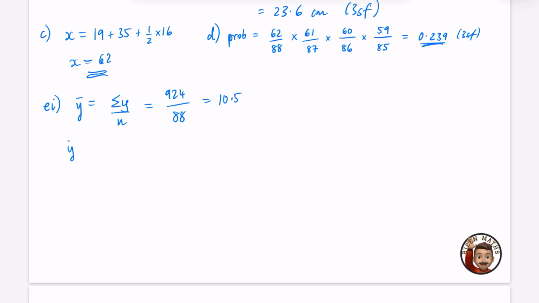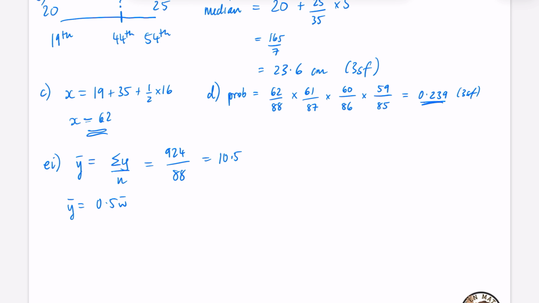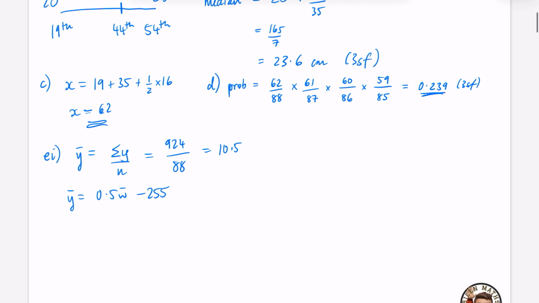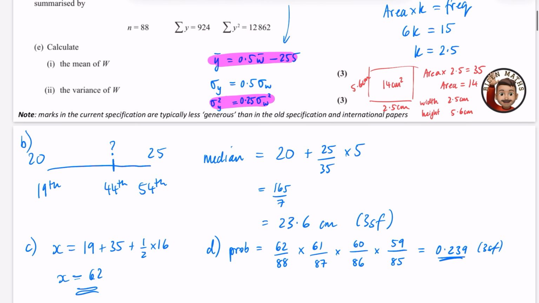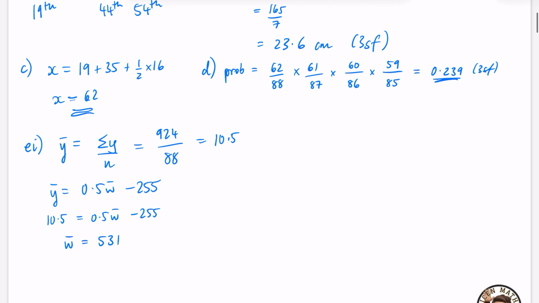So we now just said that the mean of y is 0.5, the mean of w, this is the bit in pink, minus 255. So I can undo this coding by substituting in that the mean of y is 10.5. There's my 0.5, this minus 255. So I'm going to do the 10.5 plus 255 divided by 0.5, and we get that the mean of w is 531. Do we need to give any units for this? No, it's fine, but it is grams. So the mean of w is 531 grams.